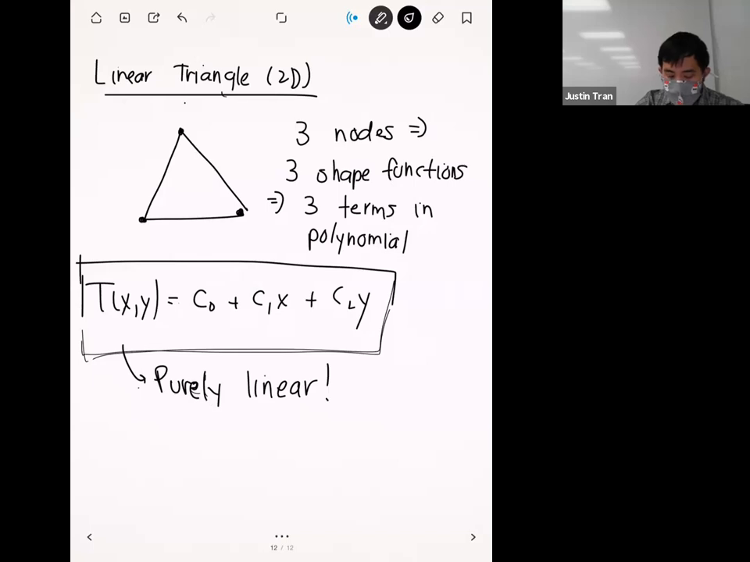Mathematically, this is actually really convenient. For the partner class to this class, 541, the final project is that I have everyone implement their own finite element code in MATLAB. I have them do it with triangles, and it's a lot simpler than if I had them do it with quadrilaterals, mostly because it is purely linear. Mathematically, this is a lot simpler, but it also comes with its disadvantages.